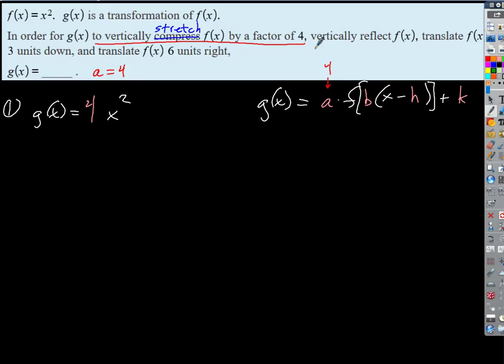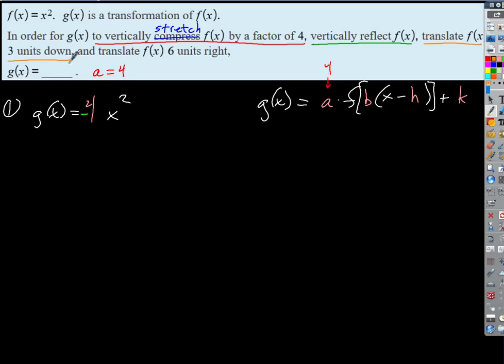Step 2, new color. Now we're going to vertically reflect f of x. So what's that going to do? Negative 1 where the B is? Now, that's a vertical thing, and B is horizontal stuff. So it's got to be a negative A. A is going to be negative, and all that's going to do is make that 4 negative, right? So far, so good?